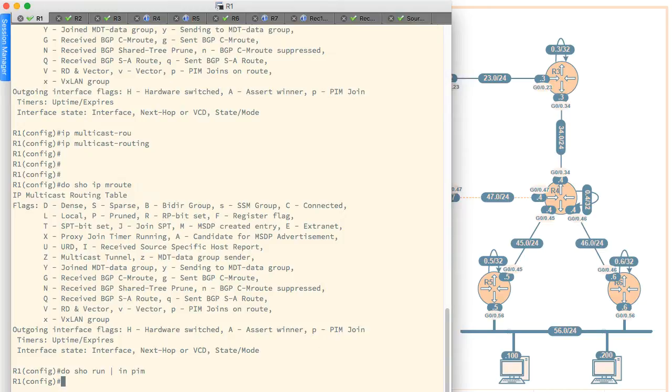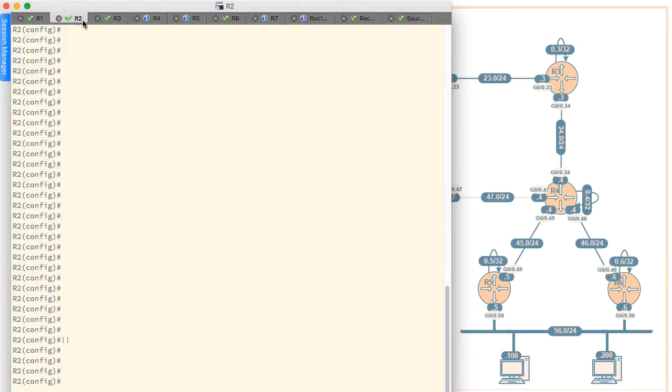So the next thing to do, well, first we have to put this command everywhere. This command has to go on all of the routers. So let's go ahead on R2, R3, R4, R5, R6, and R7. Those are all of the routers that are going to need the ip multicast-routing command.